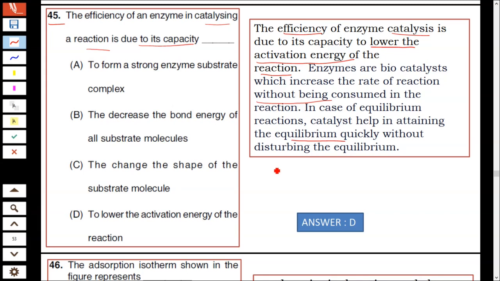Hence, enzyme acts as a catalyst which lowers the activation energy EA. If it is an activation energy EA, then after adding catalyst, the EA will be decreased. It lowers the EA value after adding the enzyme catalyst. Hence option D is correct, to lower the activation energy of the reaction.